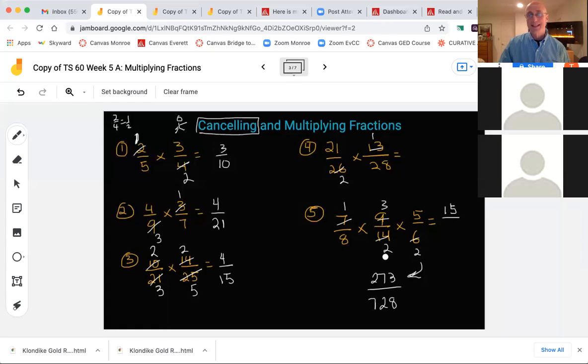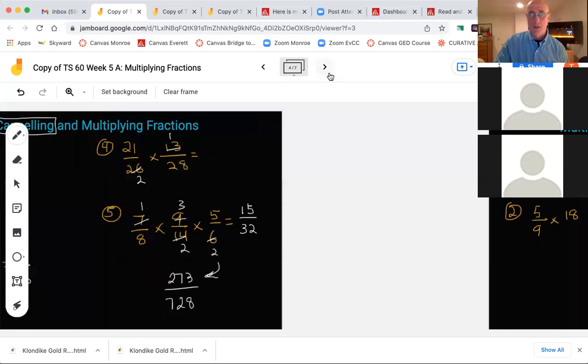8 times 2 is 16 times 2 is 32. Doesn't look like I can reduce. Okay. All right. That's the concept of canceling and multiplying. You now see that it's actually the friend you wish you would have had back in the day.